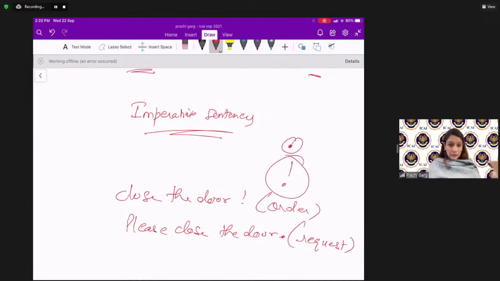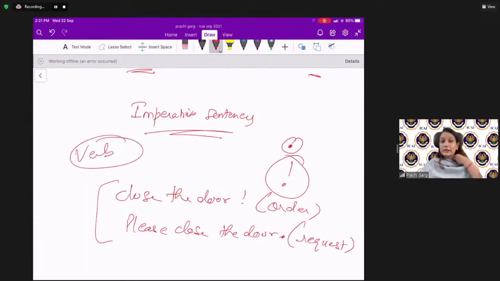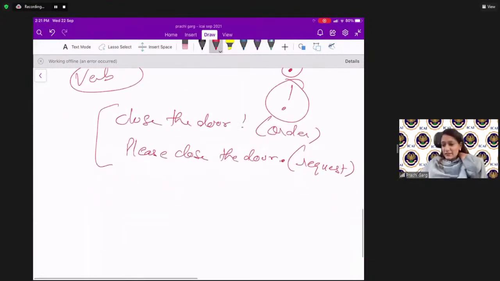Okay, except for the requesting part, most of the imperative sentences start with the verb, right? Take the right turn. Put some oil in it. So imperative sentences can start straight from the verb itself. Clear? Am I clear? These are very, very easy ones.